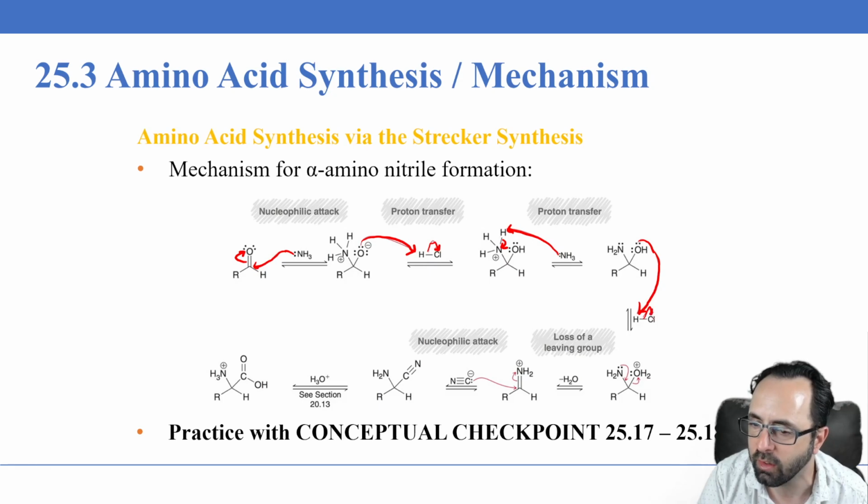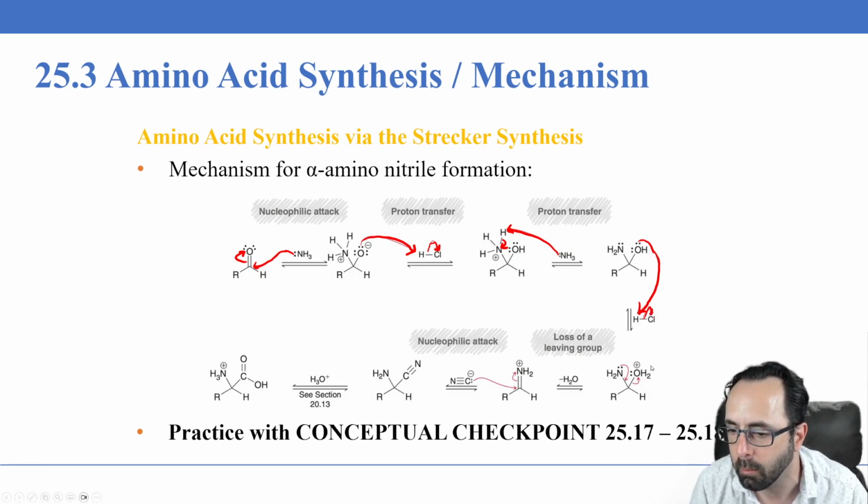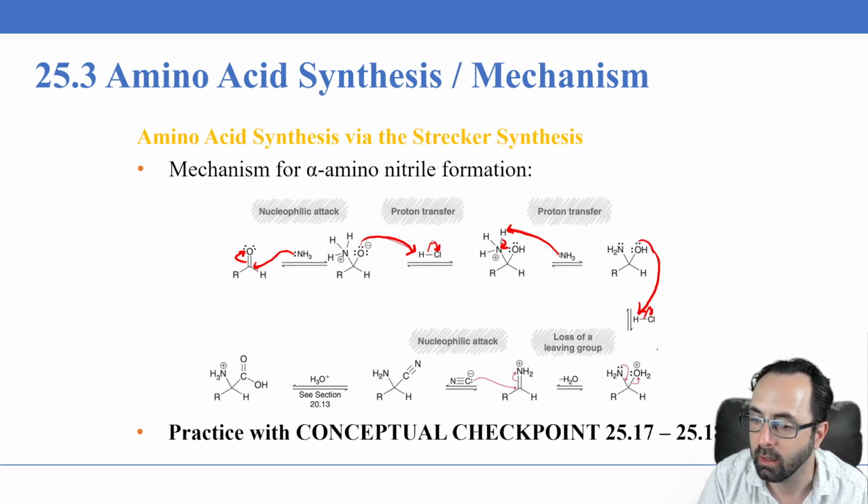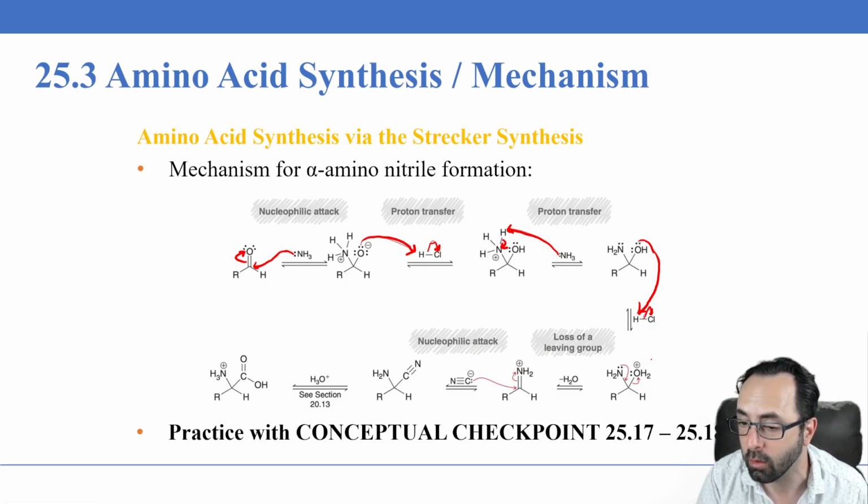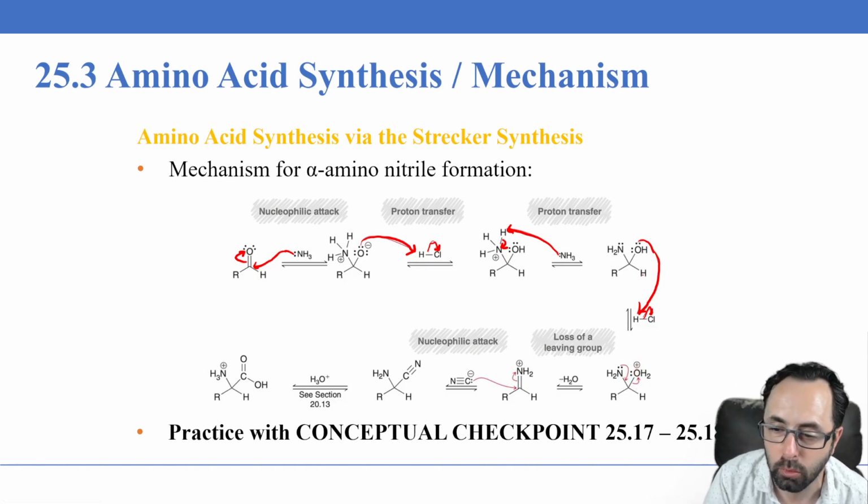We react with HCl here, and now we get a protonated alcohol group, and that can now be a good leaving group. It will leave as water. This oxygen has 2 bonds to hydrogen and 1 bond to carbon, giving it 3 bonds and 1 lone pair for a positive 1 formal charge.